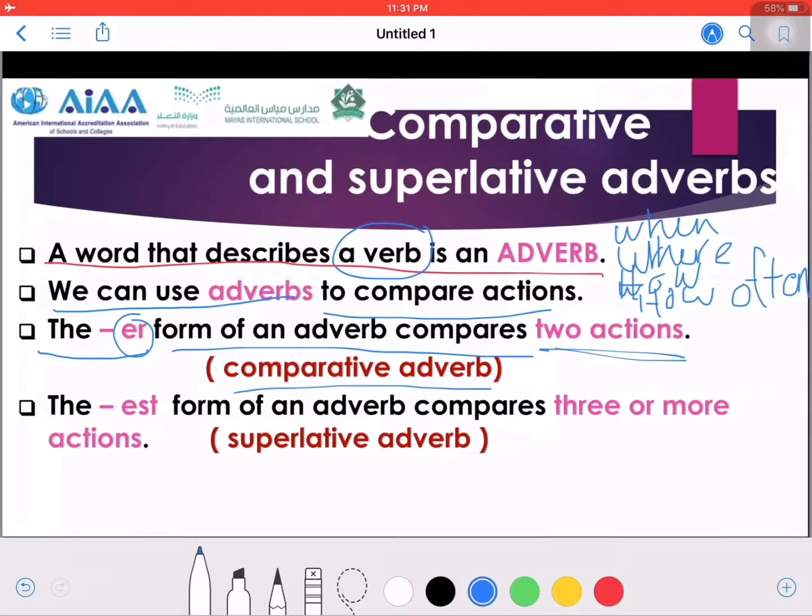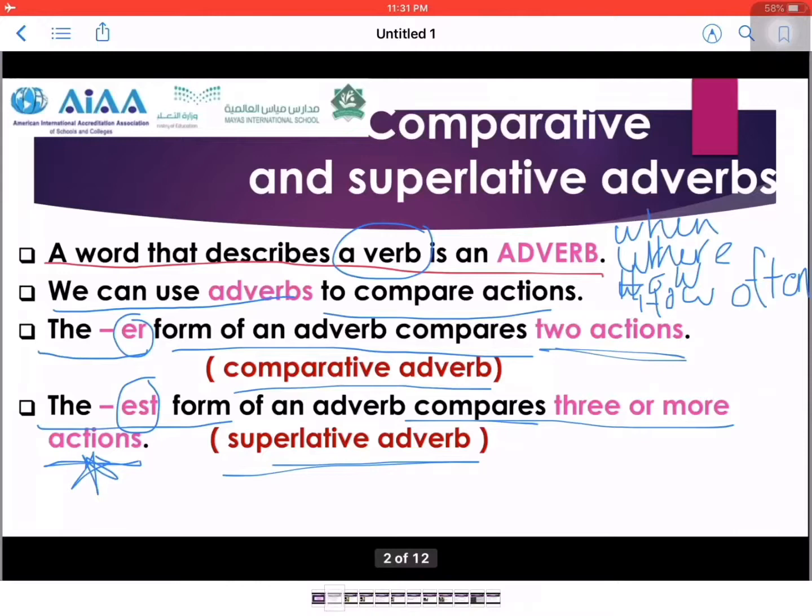So comparative, we compare two things, we add ER, or later we will see that we add more in some cases. Okay? Here, the EST form of an adverb compares 3 or more actions. 3 or more what? Actions. Again, the word is action, not 3 or more things. It's actions, verbs, something that we do. If you see EST, we call it superlative adverbs. Okay? Let's move to see some examples.